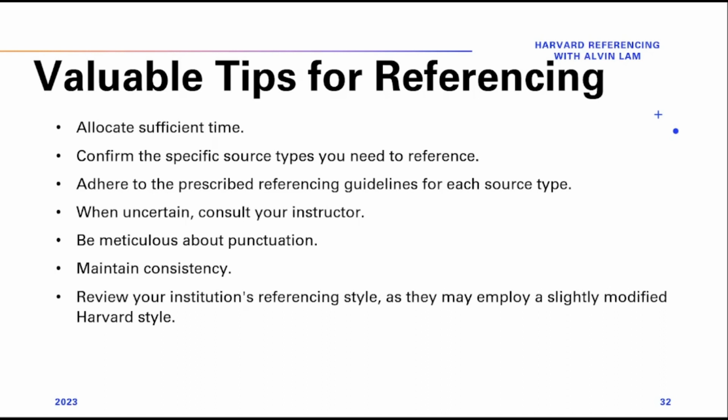Be meticulous about punctuation. There's a specific format in Harvard referencing. Remember, sometimes you need to have a full stop, sometimes you will have a comma. Maintain consistency in your referencing style. If you use Harvard referencing, use Harvard referencing for the whole paper. Review your institution's referencing style. Different institutions may advocate different versions of Harvard referencing style. So check with your institution, what is the referencing style they advocate? If they have no particular version, then it will be the latest version of Harvard referencing.